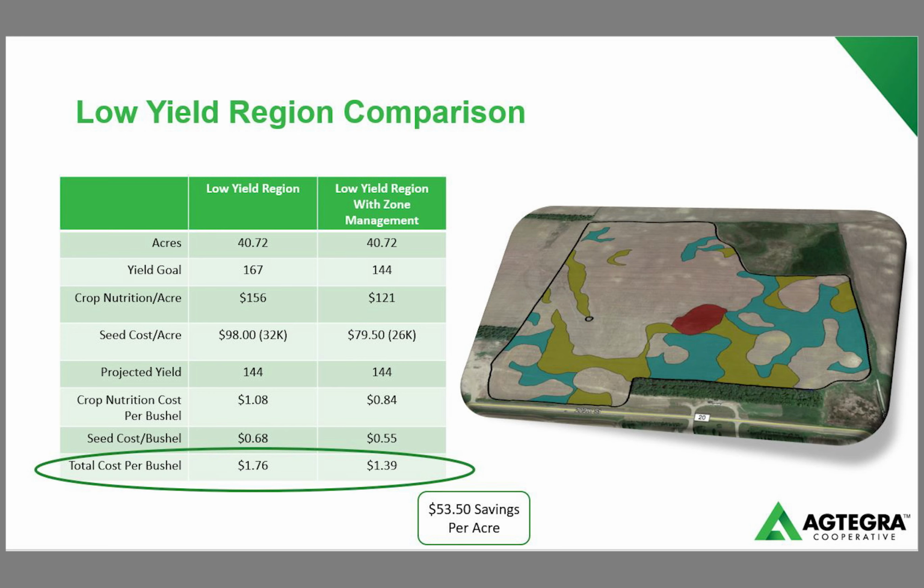Now let's throw zone management at this. So we've got yield data. We bring our yield data in. We understand what the perfect yield goal is in those regions. So we're going to shoot for a 144 bushel yield goal in our script, not 167. Now look what happens when we align our crop nutrition with actual yield potential. We drop our total cost per bushel down to $1.39 per bushel. That's a $53 an acre savings in these zones. That is big.